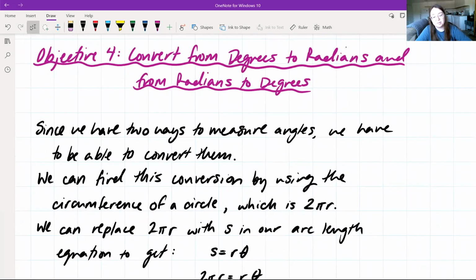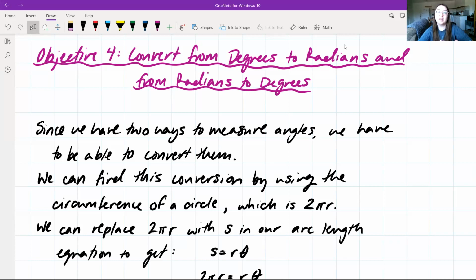So on to objective 4. We want to convert from degrees to radians and from radians to degrees. Since we have two ways to measure angles, we have to be able to convert them. So we need to be able to convert degrees to radians.